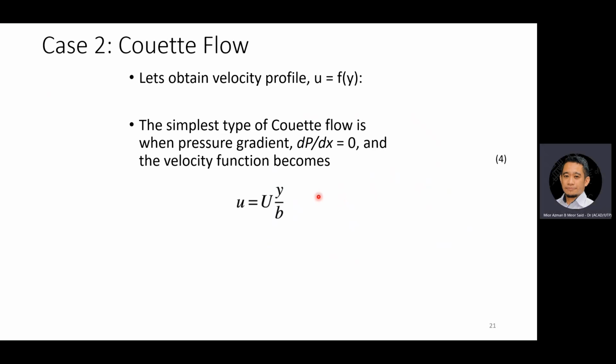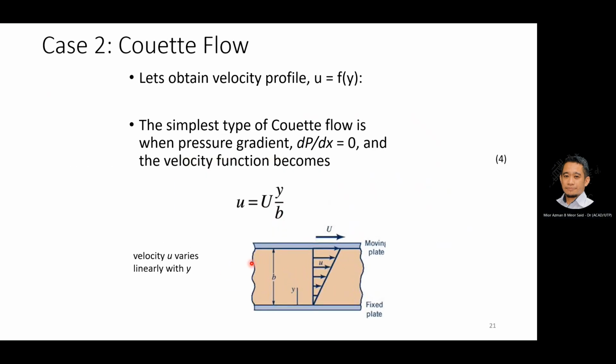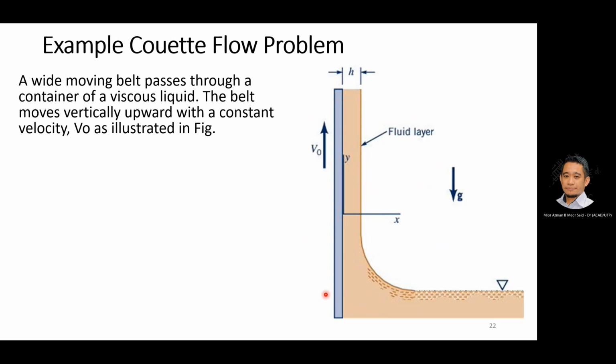Let's obtain the velocity profile. Now let's take a look at this velocity profile u. The simplest type of Couette flow is pressure gradient dp/dx equals 0, and the velocity function becomes u over capital U equals y over b. So velocity u varies linearly with y. Moving plate and stationary plate.